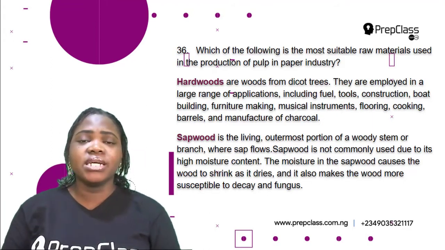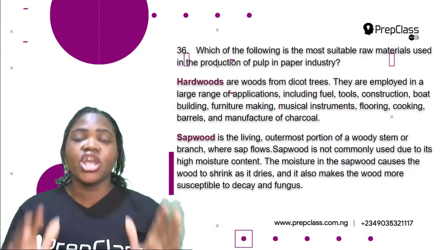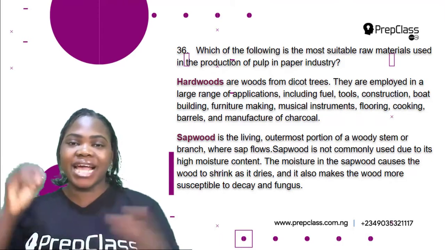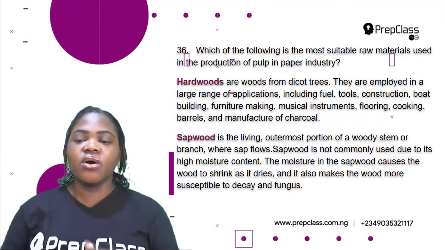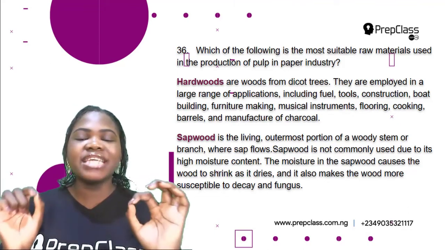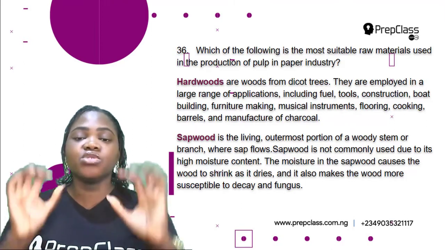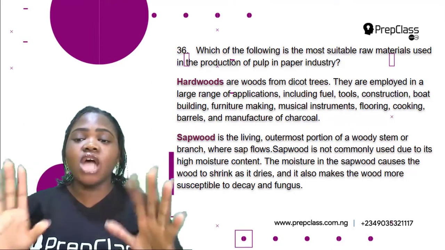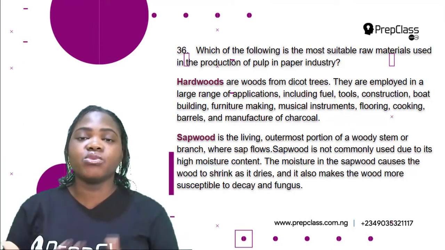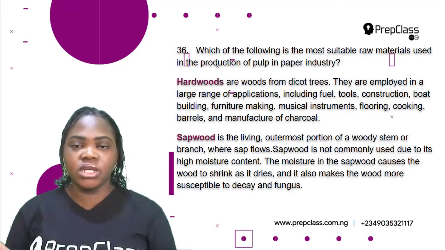What about sapwood? Sapwood is the living outermost portion of a woody stem or branch where sap flows. Sap is a kind of liquid that flows from trees. Okay, so sapwood is not commonly used. Why? Because of its high moisture content. The moisture in the sapwood causes the wood to shrink as it dries, and it also makes the wood more susceptible to decay and fungus. So this is why sapwood is not commonly used.